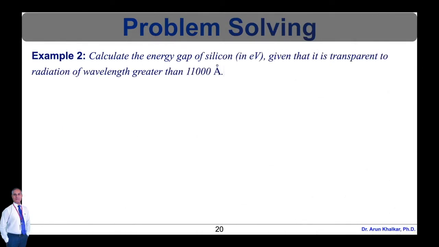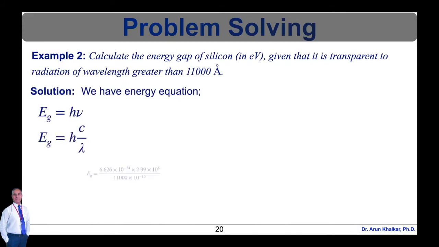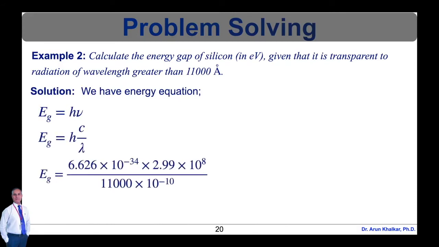Example number 2. Calculate the energy gap of silicon in electron volt given that it is transparent to radiation of wavelength greater than 11,000 angstrom unit. The solution of this problem is as follows. We have the energy equation Eg is equal to h nu. Eg is equal to h into c upon lambda. Eg is equal to 6.626 into 10 raised to minus 34 into 2.99 into 10 raised to 8 divided by 11,000 into 10 raised to minus 10.